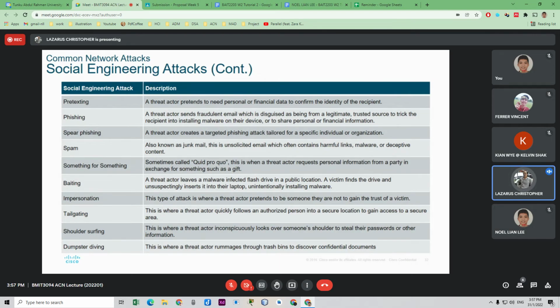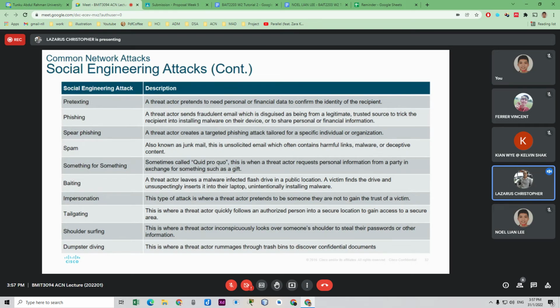Impersonation is when they pretend to be someone they're not in order to gain your trust. Again, I'll give you an example. They say they're from IT, checking up on your computer, or they say they're from Google, checking up whatever. So they pretend to be someone trustworthy for you to trust them.